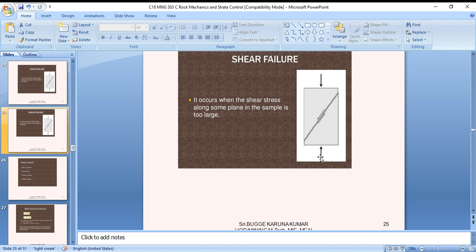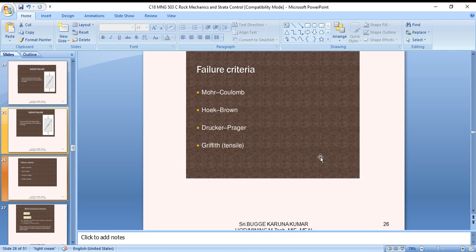And that is all given for shear failures. For failure criteria, there are the most important failure criteria the scientists have given: the Hoek and Brown, Drucker-Prager, Griffith, and the Mohr-Coulomb criteria. These four are the rock failure criteria.